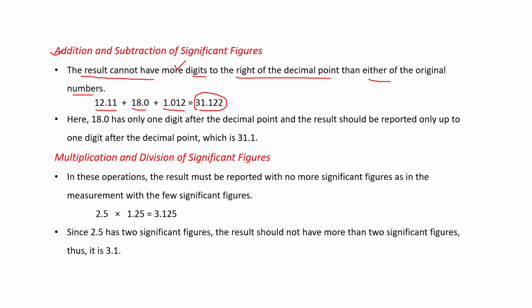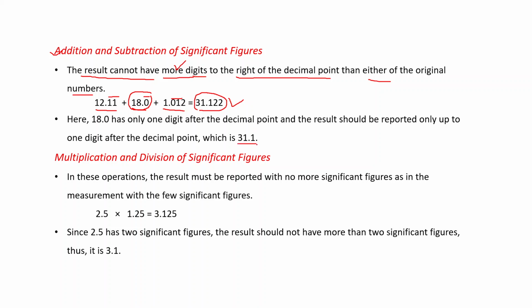That is, the result cannot have more digits to the right of the decimal point than either of the original numbers. We can see in this case there are 2 digits after the decimal. There is 1 digit after the decimal. There are 3 digits after the decimal. In this case, we can say this number has the least digits after the decimal. That's why the final result is rounded off to 1 place after the decimal, and that's why we will get 31.1.